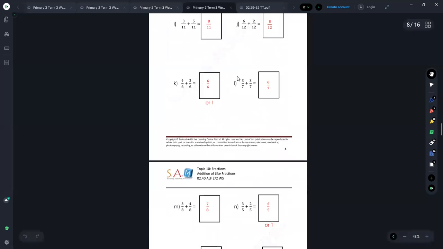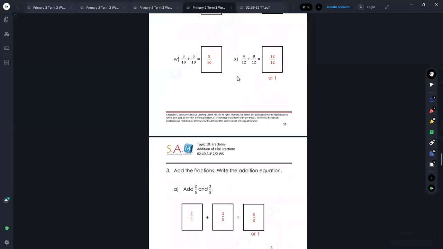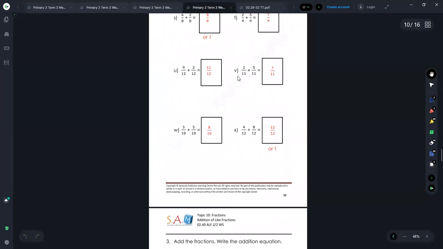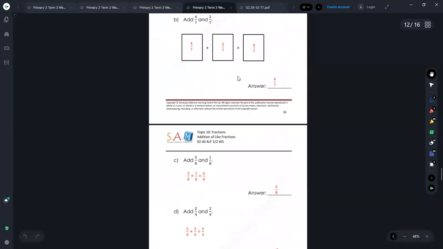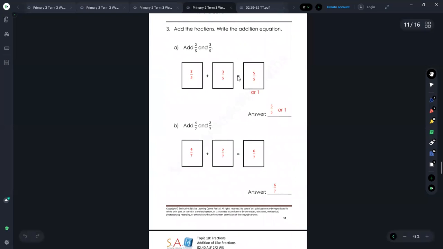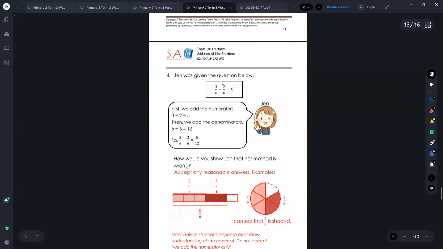Then after that, the independent practice questions are actually quite simple, but maybe get them to do at least one. So maybe page 10, W and X. Another question they can do as well: they have to write the fraction in. So add 2/5 and 3/5, it means 2 out of 5 plus 3 out of 5.